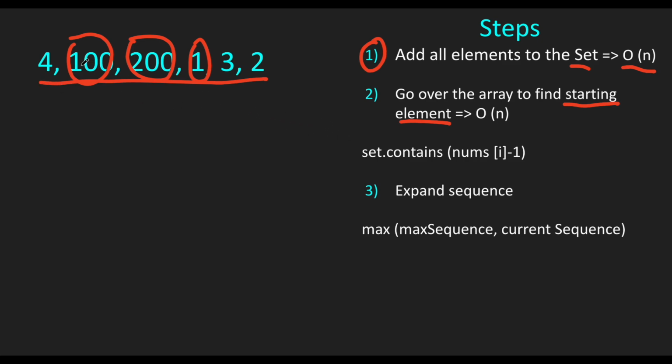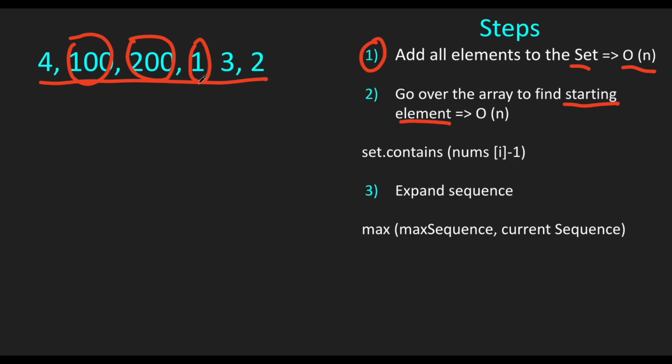And how about 100? Yes, 100 is a starting point, since we don't have 99. So in that case, the size of our longest subsequence is just 1. For 200, minus 1 gives us 199. We don't have 199, which means that 200 is a starting point. How about 1? We don't have 0, right? So that means that 1 is a starting point.